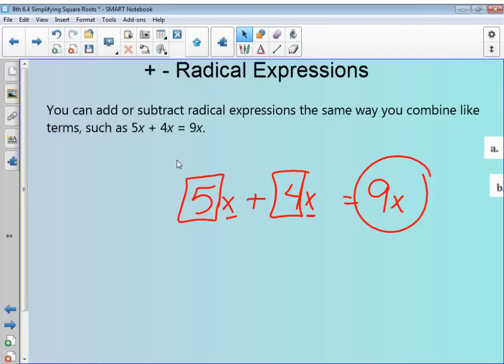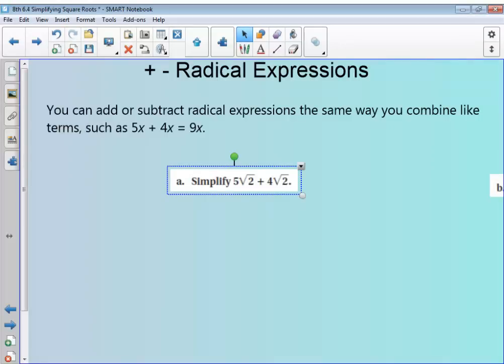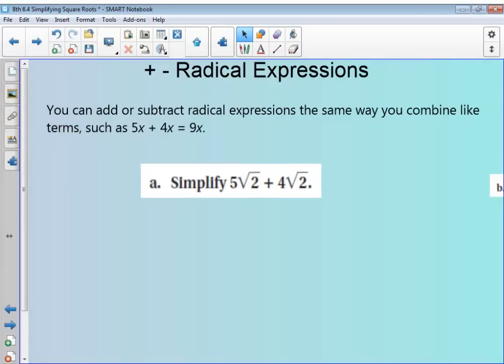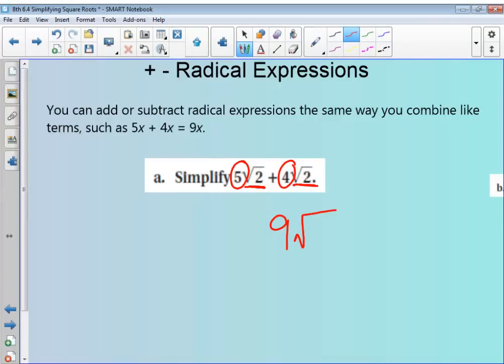We're going to think of those square roots as labels, kind of like we did here with the x's. So here, letter A says simplify 5 square root of 2 plus 4 square root of 2. Taking note, the square root is kind of like a label. They're the same square root, they have the same number underneath the radical symbol. So I'm going to just add my front numbers. 5 plus 4 gives me 9 times the square root of 2.